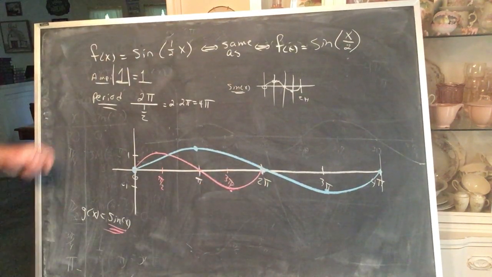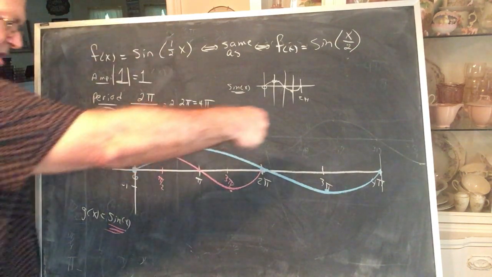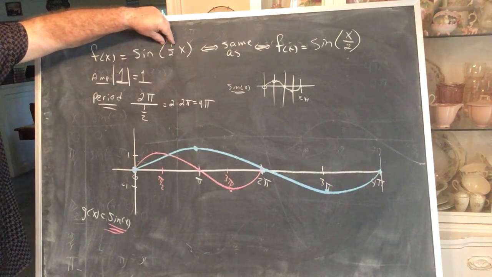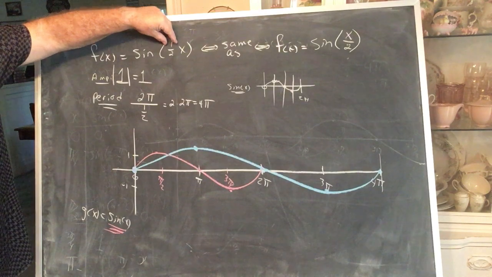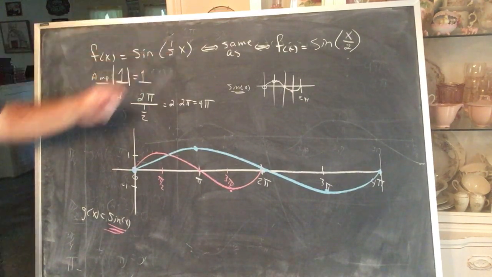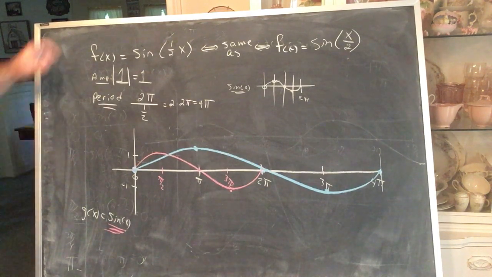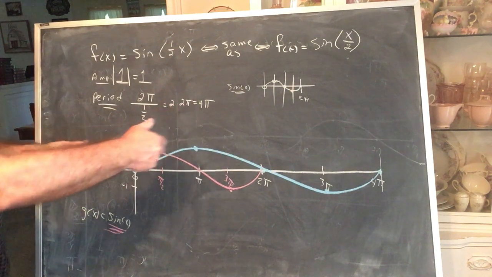And so you see what's happened. When you multiply by 1/2, it actually stretches it by a factor of 2. If the multiplier is between 0 and 1, then it stretches the graph longer. It turns out if the multiplier is larger than 1, then it contracts the graph.